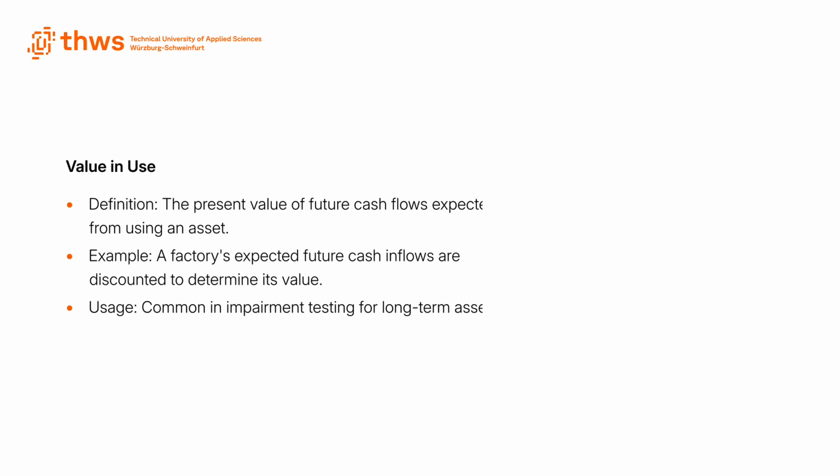This method is based on the present value of future cash flows that an asset is expected to generate. So instead of thinking about what we paid or what we could sell it for, we're asking, how much is this asset worth to us based on the money it'll help bring in over time? This is super common in impairment testing. For example, if a factory's performance drops, we might recalculate its value based on expected future income. If that value is lower than what's on the books, we might need to write it down.